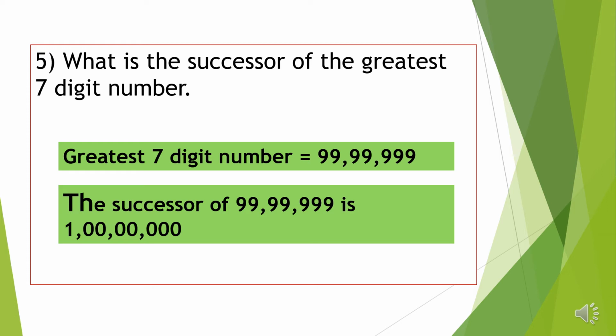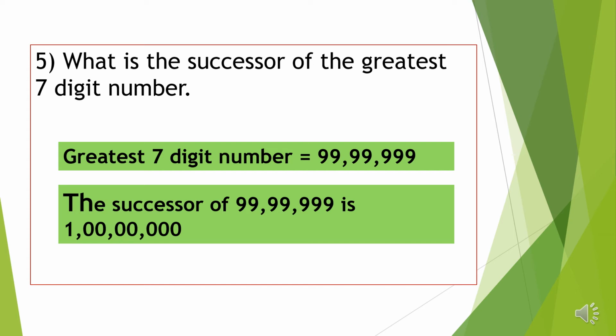Okay children, now all of you read question 5. What is the successor of the greatest 7-digit number? So what is the successor of the greatest 7-digit number that we want to find? How to find the successor of a number? We can add 1 to that number. Then we will get the successor of that number. So what is the greatest 7-digit number? When all of you write that number in your practice note, the number we are getting is 99,99,999.